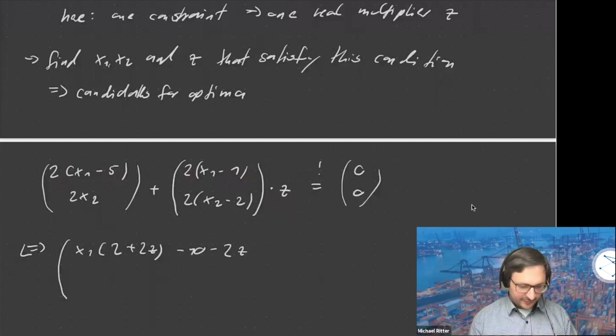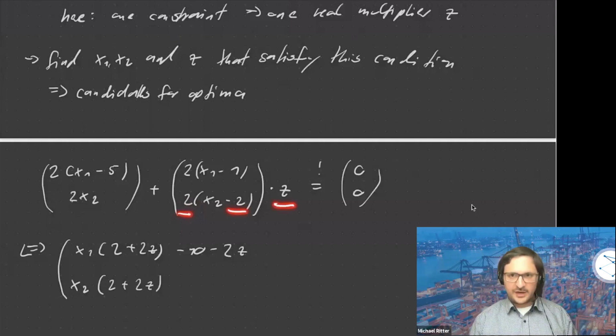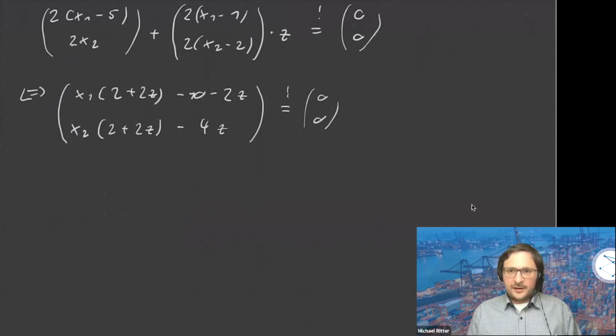Now let's do the same thing for the second row. Here we try to group all the x2 terms together. That's a 2 here, and a 2z here. So we get 2 plus 2z. And then we have 2 times minus 2, minus 4 times z. So that's minus 4z. And that should be equal to 0, 0. Okay, so this is the Lagrange conditions.